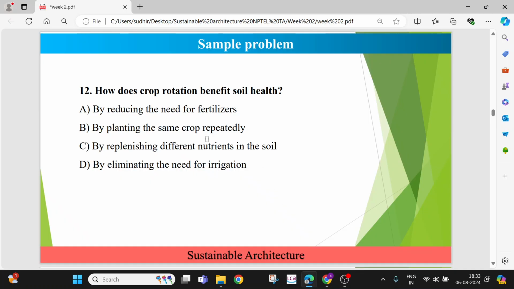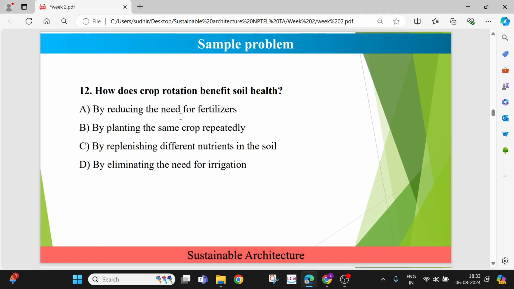So as we all understand, crop rotation is an agricultural practice where different types of crops are planted in the same field in subsequent or different seasons, and this helps in replacing various nutrients in the soil. Different crops have different nutrient requirements and contribute differently to soil health. For example, in this crop rotation practice, the legume can fix nitrogen in the soil.